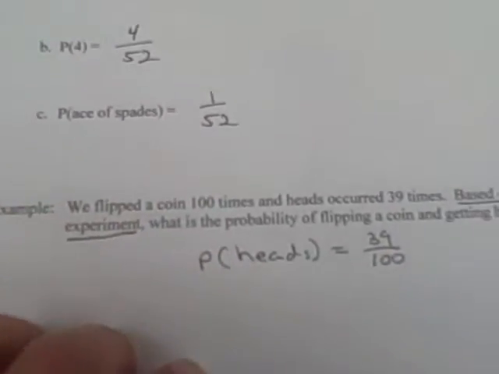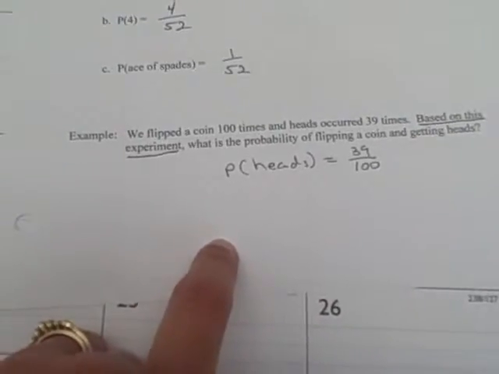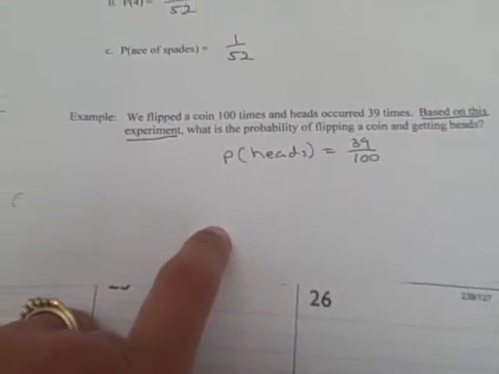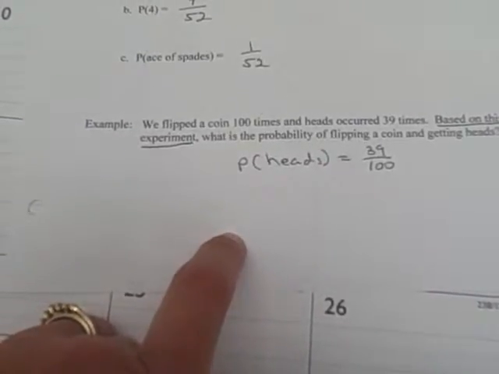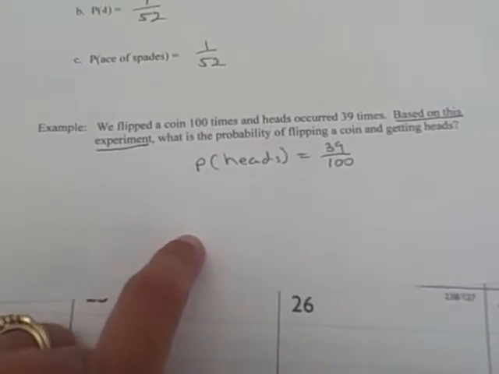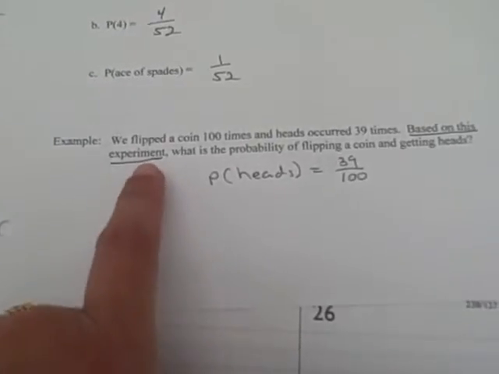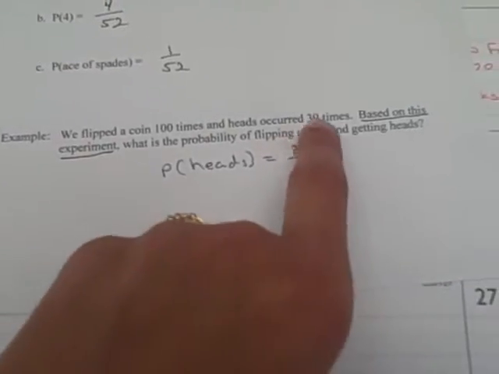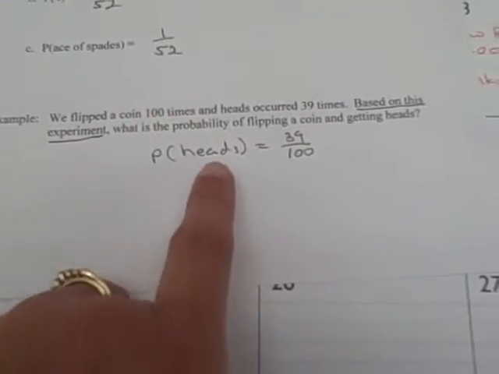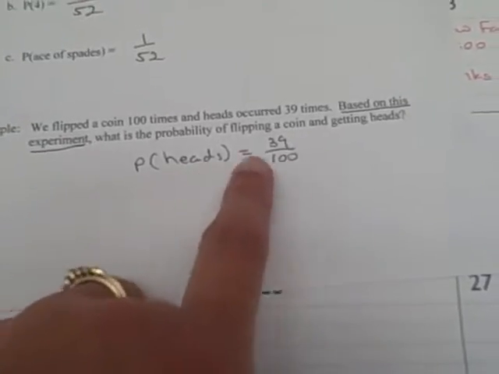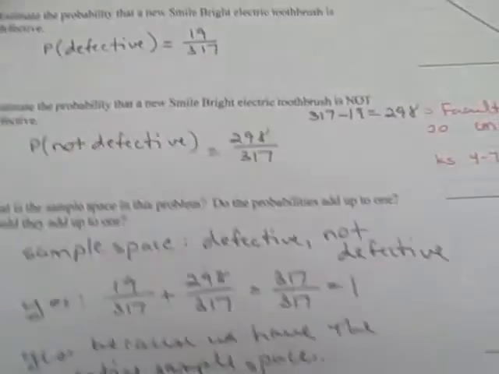In this next example, we flip a coin 100 times and heads occurs 39 times. Based on this experiment, what is the probability of flipping a coin and getting heads? Well, we know when we flip a coin, the probability of heads is 1/2. But since this says based on this experiment, we got heads 39 out of 100 times. So the probability of heads in this experiment is 39 out of 100.